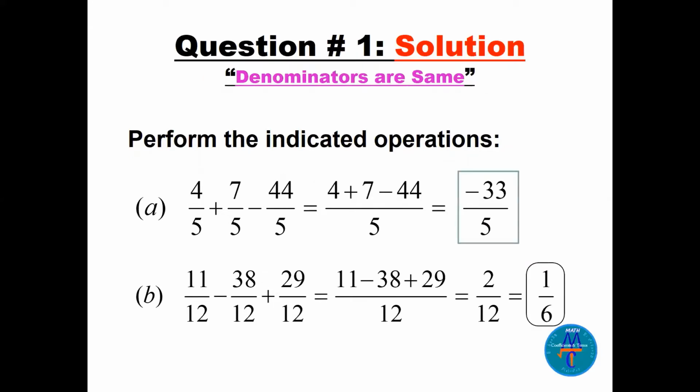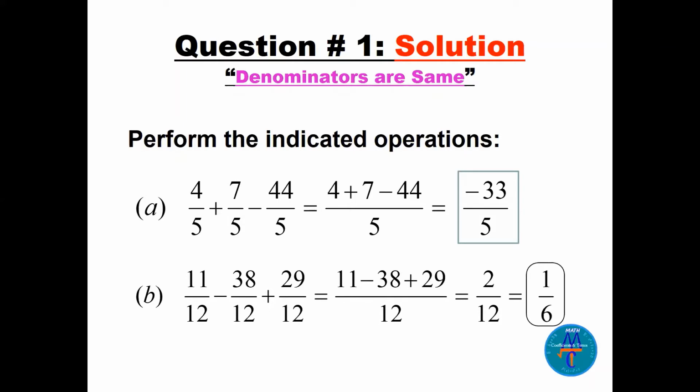So let's see the first one. 4 plus 7 minus 44 will be minus 33 over 5. We cannot touch it. We cannot simplify. Leave it. Now the second one becomes 11 minus 38 plus 29.